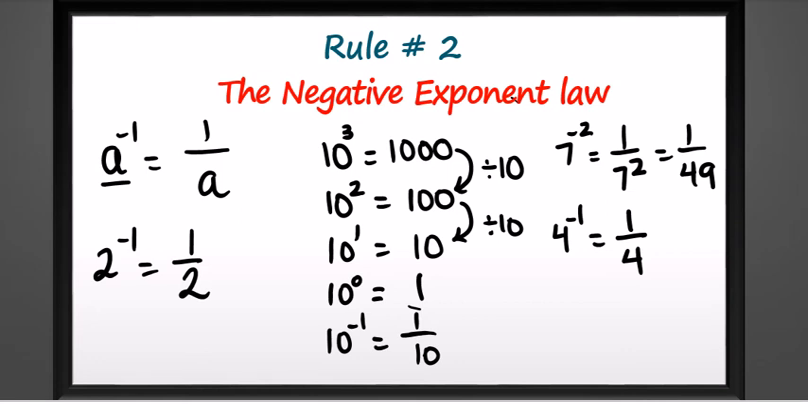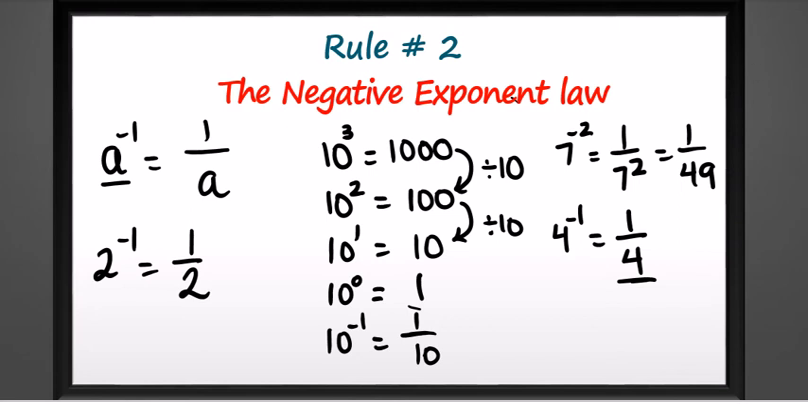Which number makes more sense to you? Let's say you're asking for a quarter from someone: do you want to say give me a quarter, or give me 4 to the power -1? A quarter makes more sense, not 4 to the power -1. So in math, we just prefer to write numbers in positive form. That's why we have laws and rules, so that we can all follow the same rules to simplify expressions.